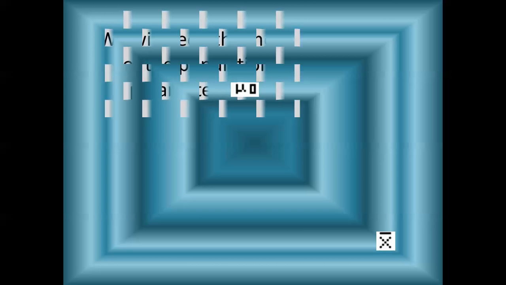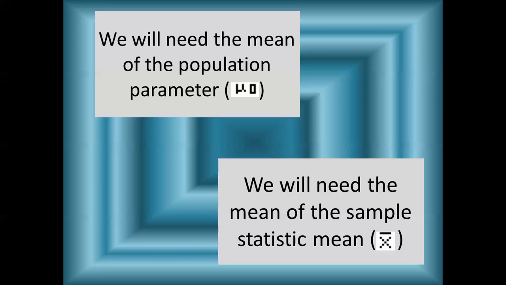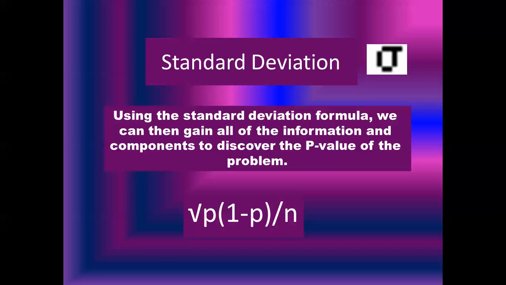So we will need the mean of the population parameter, which is the symbol in parentheses, and we will need the mean of the sample statistic, which is x bar. Standard deviation: using the standard deviation formula, we can gain all the components to discover the p-value of the problem. The standard deviation formula is the square root of p times 1 minus p, divided by n.